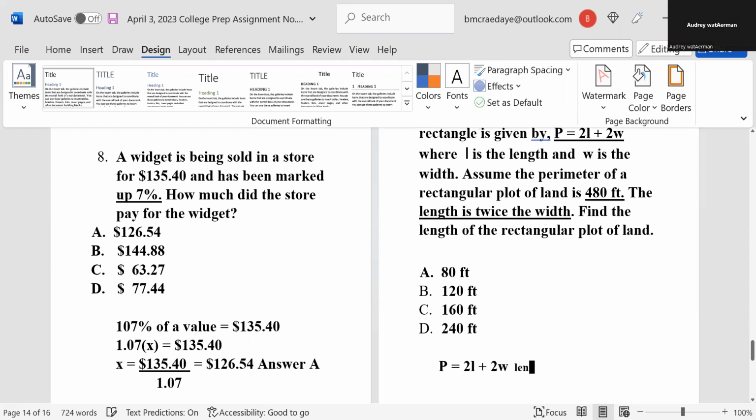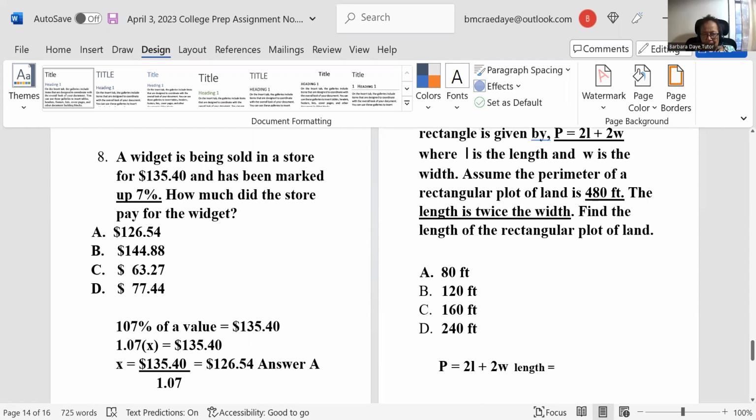The length is 240. 480 is the perimeter. Yes, that's the perimeter, but the length would be equal to what? I don't want it in numbers here. I want to know how would I write length is twice the width? Length equals L plus W times 2? No, length is twice the width. Oh, the length is twice.